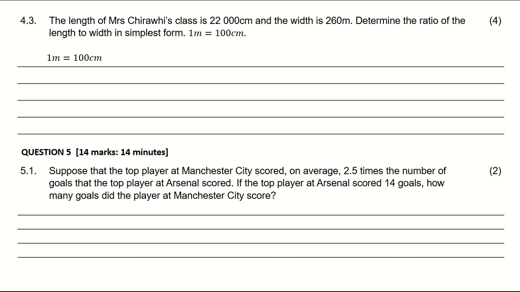What I'm going to do is to simplify 220 meters, which is the same as 22 centimeters. All I did was take 22 centimeters and divide by 100, which will give me 220 meters. All I'm going to do is to express this ratio, which is the length is to width. It's supposed to be the width is to the length. So the ratio here will be 220 meters is to 260.